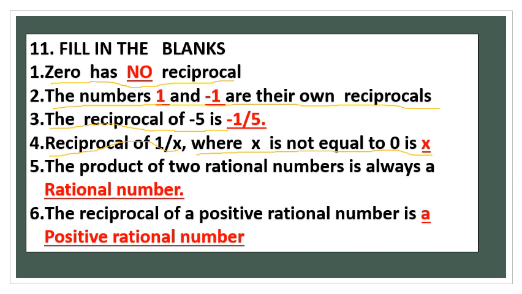Now, the fifth one is, the product of two rational numbers is always a rational number. The reciprocal of a positive rational number is a positive rational number itself, because as I said, while writing the reciprocal, there is no change in the sign, so the reciprocal of a positive rational number is a positive rational number itself. Children, I hope you understood all the problems of this exercise. Here, your exercise gets completed.